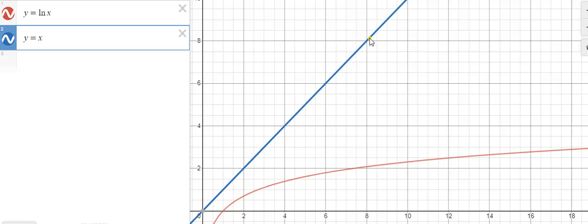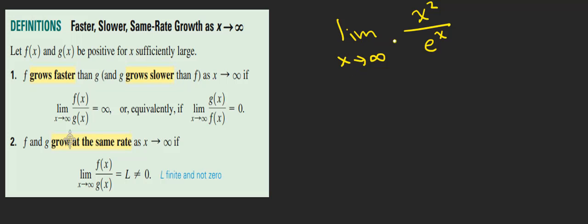That's why we say x grows faster than natural log of x, or natural log of x grows slower than y equals x. So what do you think is going to happen when we have the limit of x squared over e to the x as x goes to infinity? Well, they both go to infinity, so you might say, I'm going to use L'Hopital's rule. Yes, that's one way of doing it. But let's think about these two functions. x squared is a polynomial, and e to the x is an exponential function. So which one grows faster as x approaches infinity?